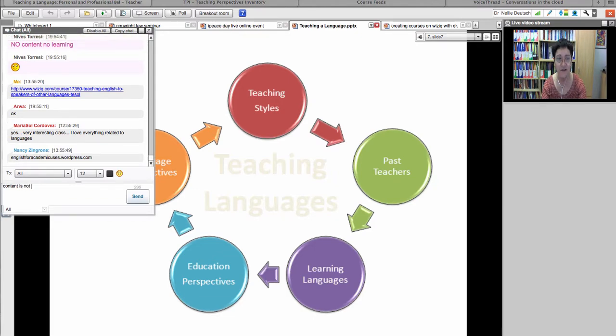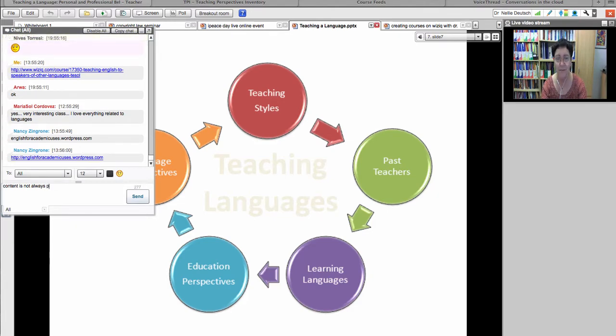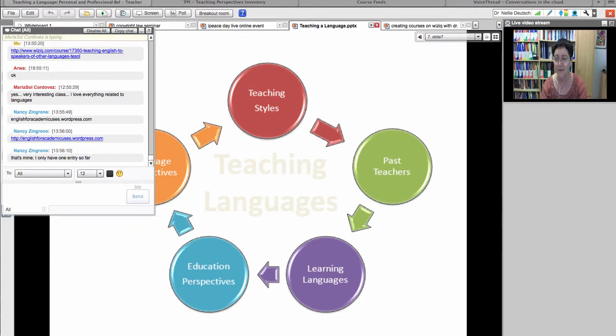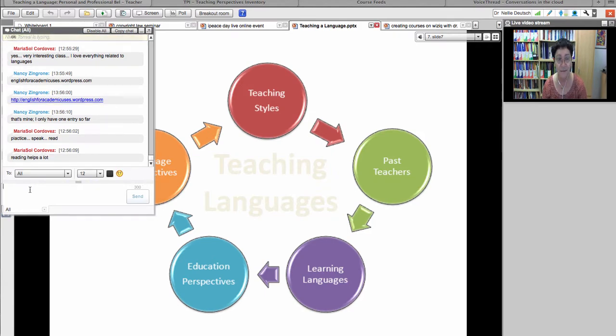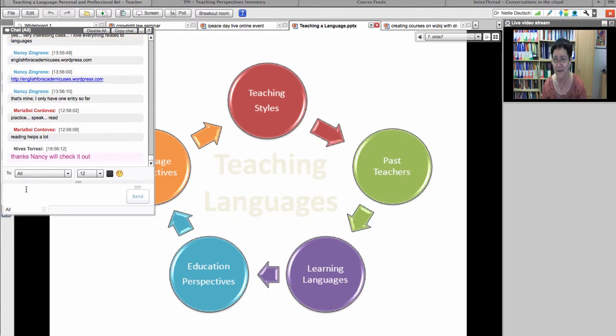Content is not always what learning is about. You may want to pass this on to your students, that it's not about content. It's about practicing, as someone mentioned before, practice makes perfect. It's about practicing the language. Nobody can learn a language by listening to someone tell them what it's all about. They need to practice. So practice, speak, read, practice, practice, practice. And what I think Neve said, communicate, communicate, and communicate.